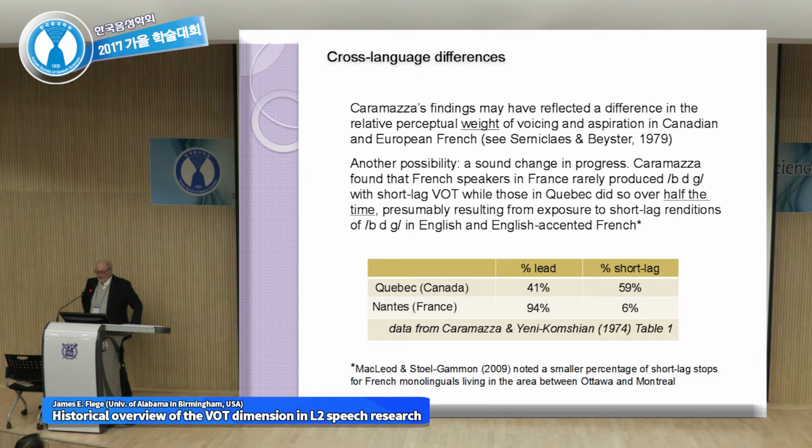a sound change in progress. Karamazov found that French speakers in France rarely produced BDG with short lag VOT, while those in Canada did so over half the time, presumably the result of exposure to short lag renditions of BDG in English and in English accented French.